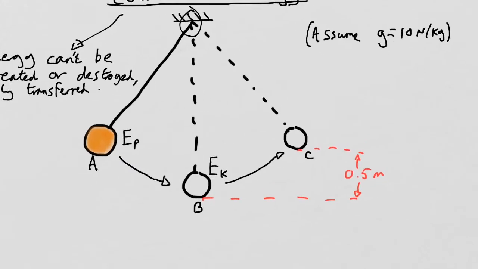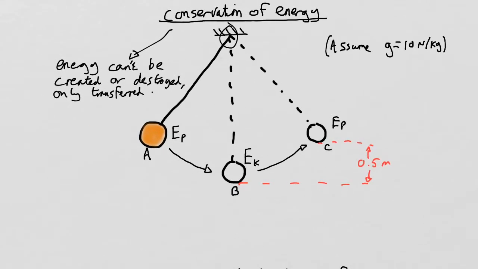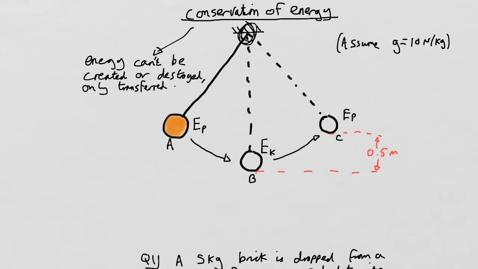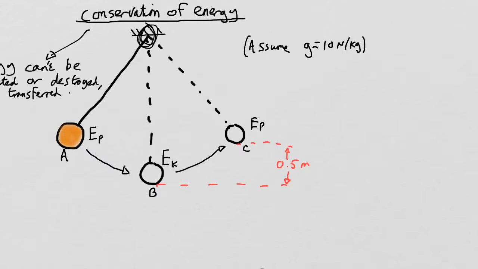And then at position C, it's going to be transferred back to potential energy, gravitational potential energy. And then it will reverse, it will go back through to kinetic energy and then potential energy. Some of that energy might be dissipated into the surroundings as it experiences air resistance, and also at the top here, where the pendulum meets the ceiling, there might be some heating effect or something like that where it dissipates it into the surroundings.